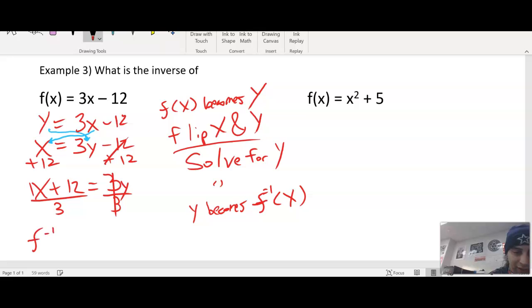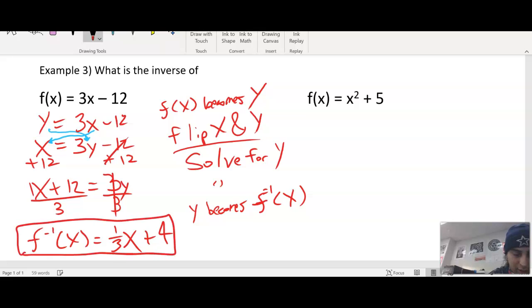f inverse x equals, now right here, this 1x divided by 3 is 1 over 3 x. And 12 divided by 3 is 4. And that's our function, our inverse function. Cool.